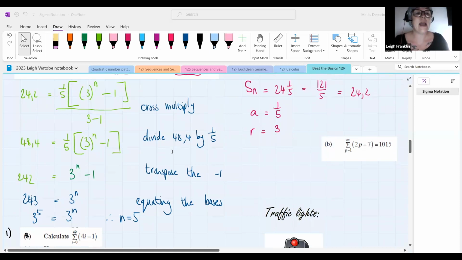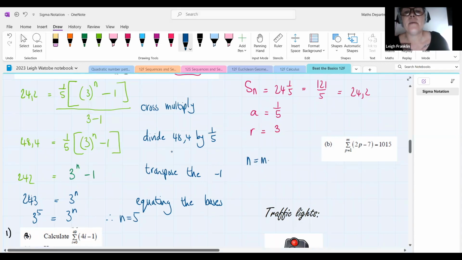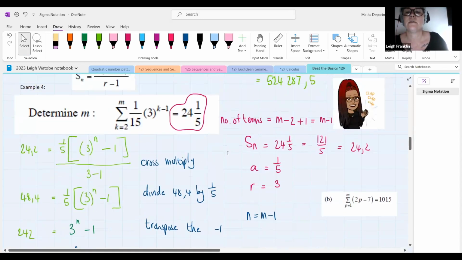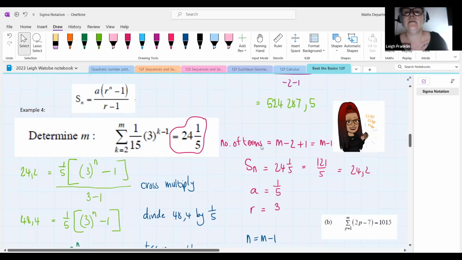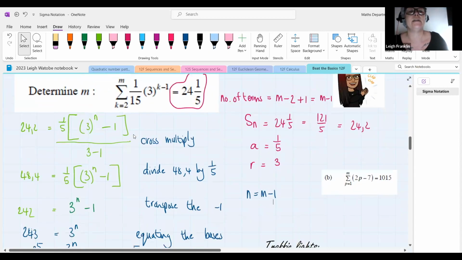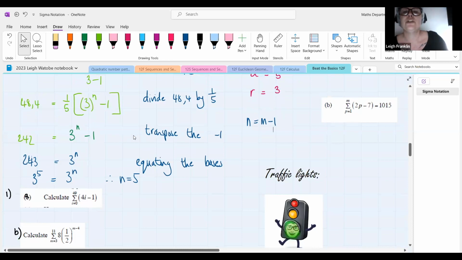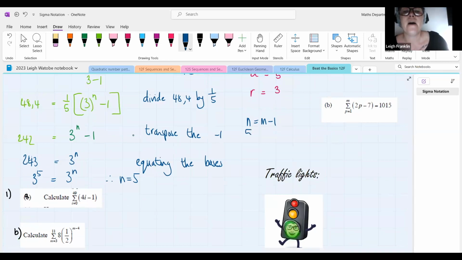Absolutely. So now we know what n is. Remember, n is m minus 1. Do you remember that? Remember, the number of terms n is m minus 1. The number at the top minus the number at the bottom minus 1. So just be careful there, because if 5 is equal to m minus 1, then m will be equal to 6 and not 4. Okay, so m is equal to 4. M is equal to 6. Oh, thank you, ma'am. Okay.